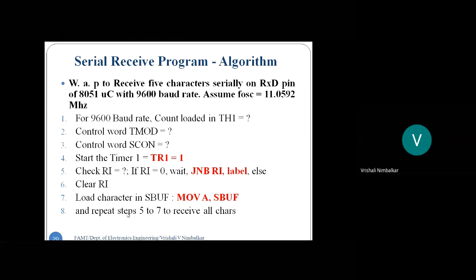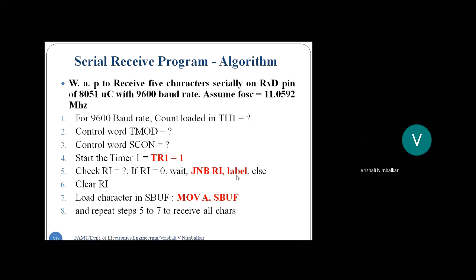Okay, and then I will repeat steps 5 to 7. That is, keep on checking RI. If RI is 1, clear that RI flag and pick the second character from SBUF. Again, repeat to step 5. Keep on checking RI. If RI is set, clear the RI flag and copy the third character from SBUF. And I will repeat these steps 5 to 7. How many times? 5 times to receive 5 characters. Okay, students. So with this algorithm, let us start writing the program.